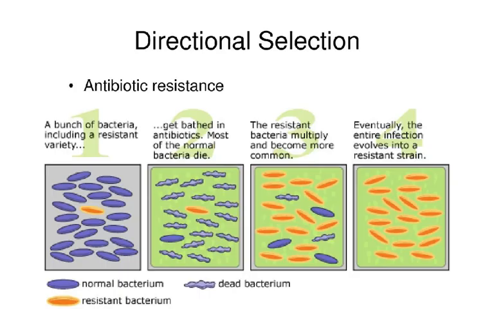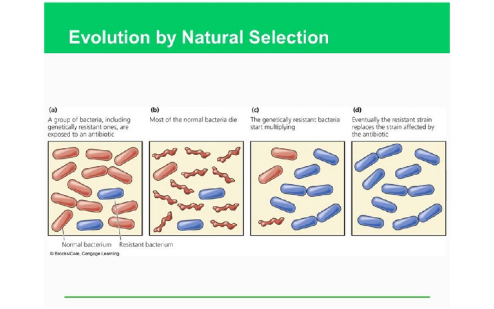Then another example, directional selection, antibiotic resistance. Normal bacteria, a bunch of bacteria including a resistant variety, get bathed in antibiotic, most of the normal bacteria die. The resistant bacteria multiply and become more common. Eventually, the entire infection evolves into a resistant strain. Then evolution by natural selection, another picture showing you the same thing. A group of bacteria, including genetically resistant ones, are exposed to an antibiotic. Most of the normal bacteria die. The genetically resistant bacteria start multiplying. Eventually, the resistant strain replaces the strain affected by the antibiotic.